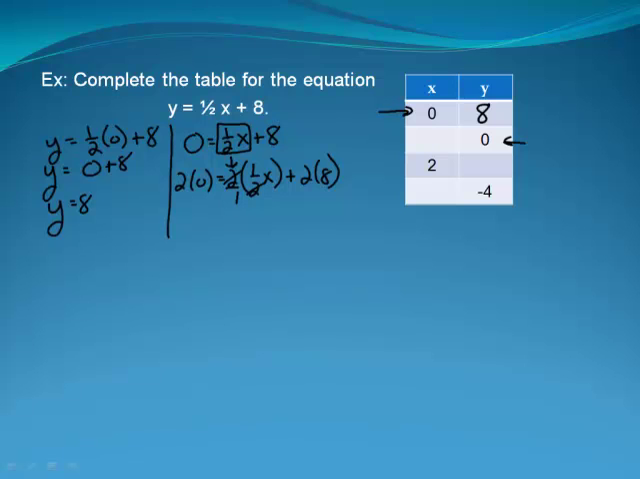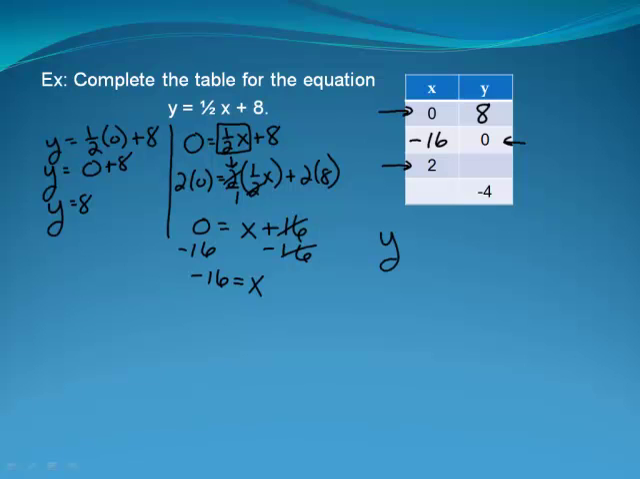So you've got, left to right, 2 times 0 is 0. That's equal to 1 times x, which is just x, plus 2 times 8 is 16. Now solve for x, subtract 16 from both sides. And we've got x equals 0 minus 16, which is negative 16. So when y is 0, x is negative 16. Okay, let's now do the third item on the table. We'll let x be 2.